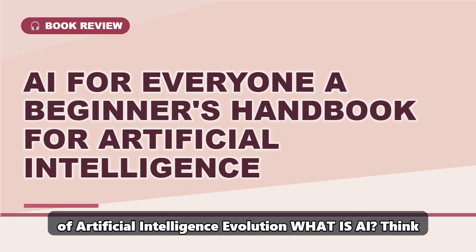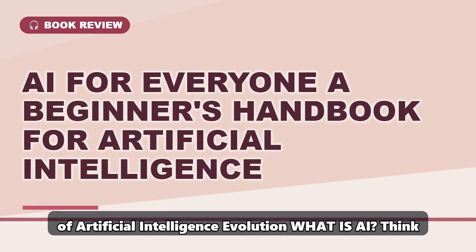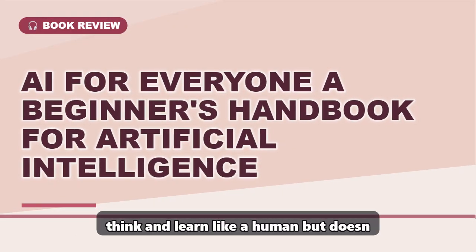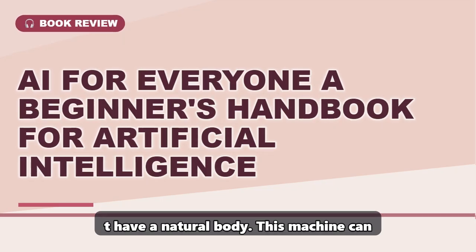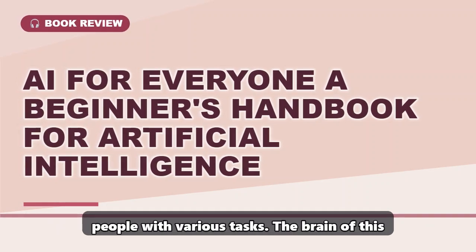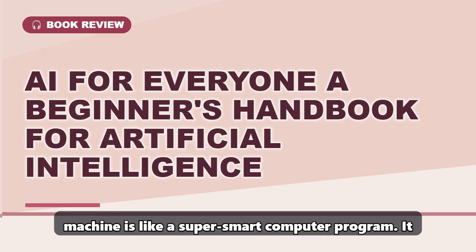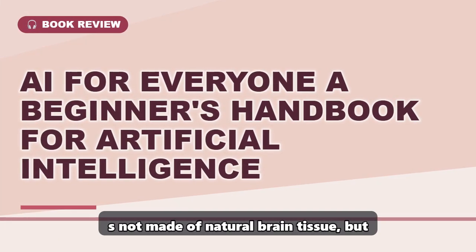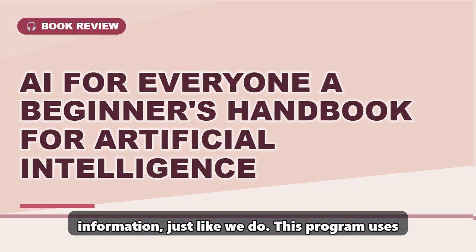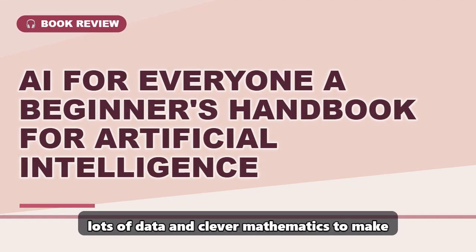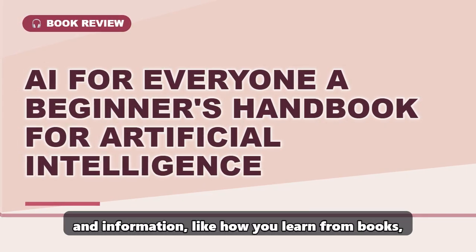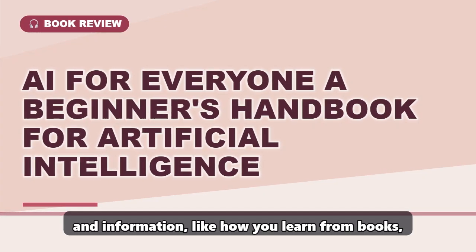What is AI? Think of artificial intelligence as a machine that can think and learn like a human but doesn't have a natural body. This machine can do intelligent things, make decisions, and even help people with various tasks. The brain of this machine is like a super-smart computer program. It's not made of natural brain tissue, but it's designed to think and learn from information, just like we do. This program uses lots of data and clever mathematics to make decisions. AI learns by looking at many examples and information, like how you learn from books, videos, and experiences.